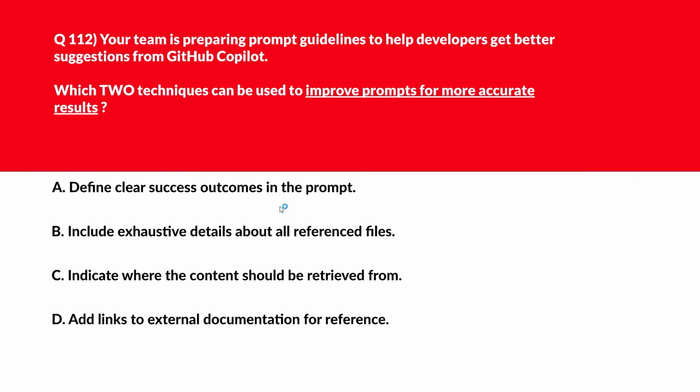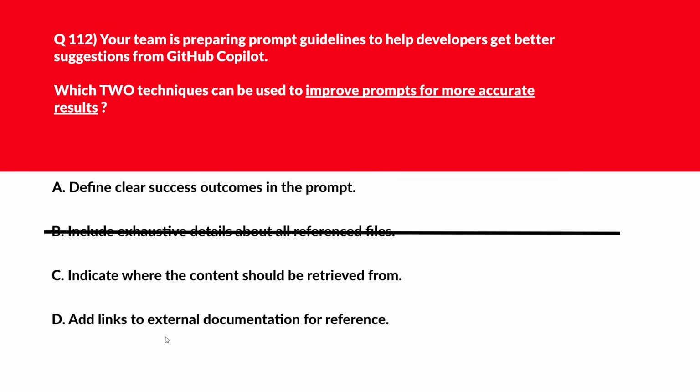Copilot doesn't process full file metadata unless it's part of the active context. Hence incorrect. Let's move to option C. C says indicate where the content should be retrieved from. Source hints help Copilot understand the context and scope of expected output. Let's keep it as well. Now let's move to option D.